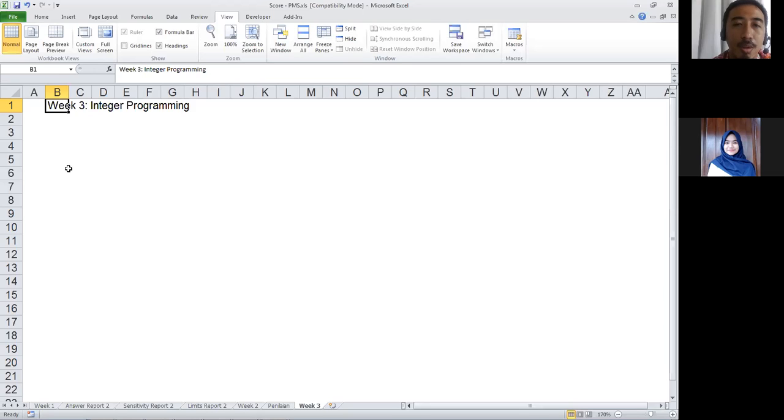Zero means you don't do it, you don't take it, you don't build it, and one means yes, you do the decision, you take the class, let's say you build a certain facility. That is the more specialized part of integer programming, that is 0 1 programming. Before we go to 0 1 programming, let's try the previous quiz, but we will add the integer constraint into the case.